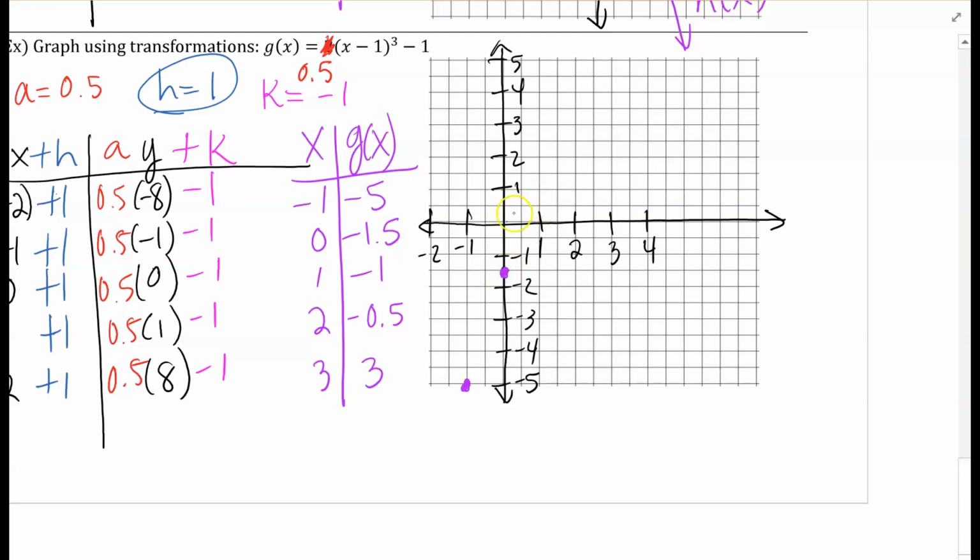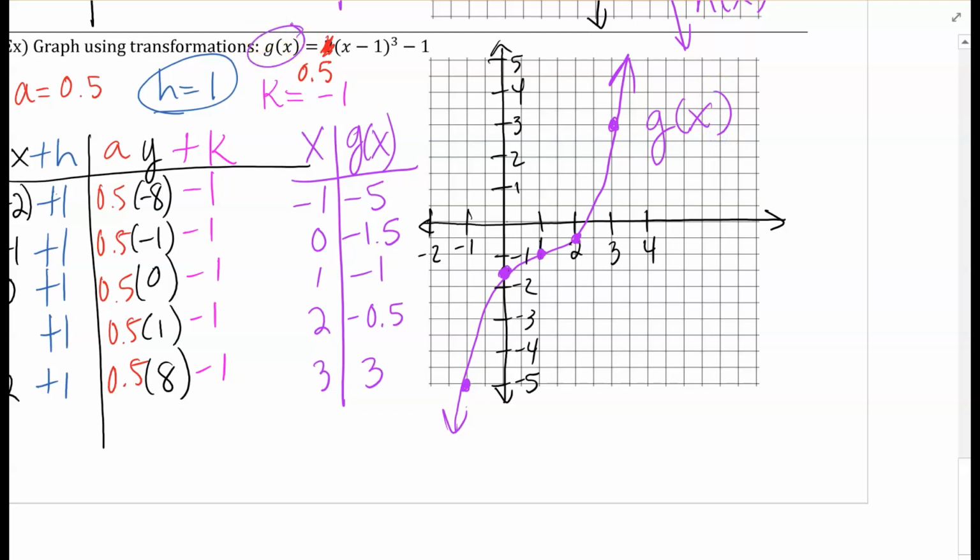Okay, and then 1 to -1, and then 2, I'm going to go down to -0.5, and then 3, I'm going to go up to 3, and then draw your smooth curve, and label this one as the g of x function. That's what this is called, g of x.